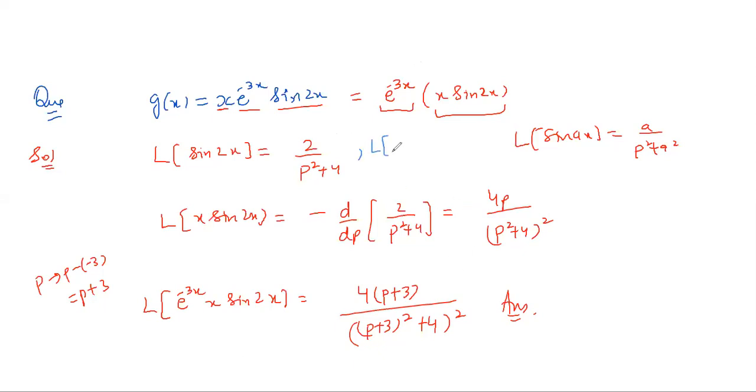You can try the other way yourself, where first you do the shifting. When we first do the shifting, we'll have 2 over (p plus 3) square plus 4, and now you differentiate, or use multiplication with x. So the answer is going to be the same. It depends upon how you simplify. If you open up the squares first, then your calculation is going to be a little bit lengthier. But if you don't open up the square and keep it like this, it will take altogether another way. But the final answer is definitely going to be the same.